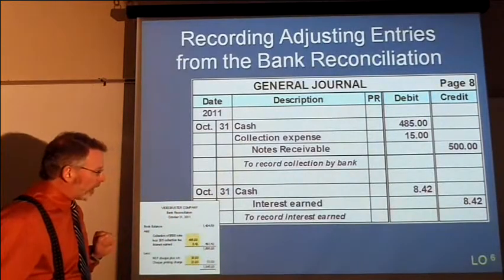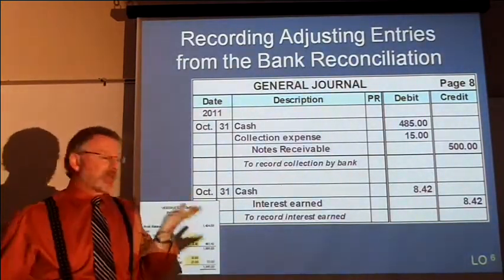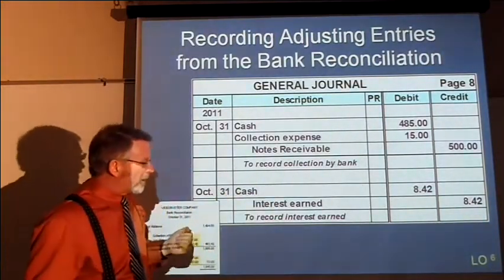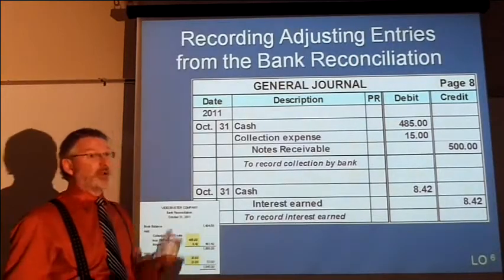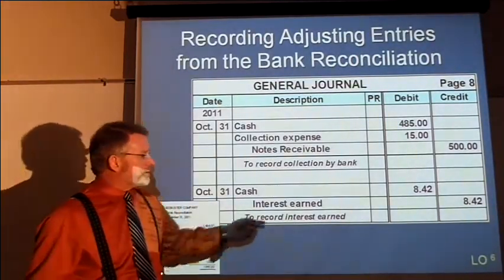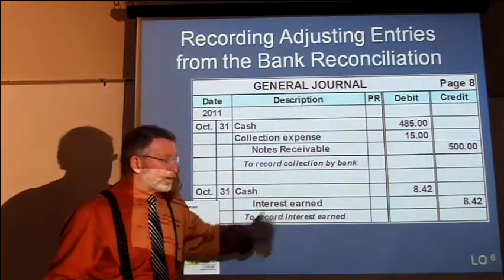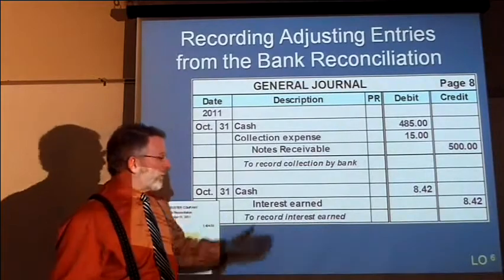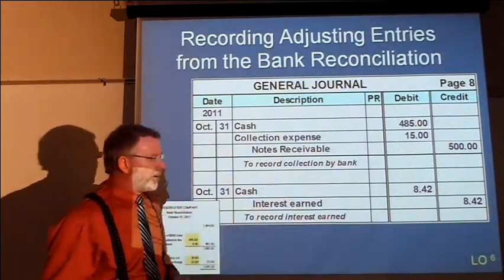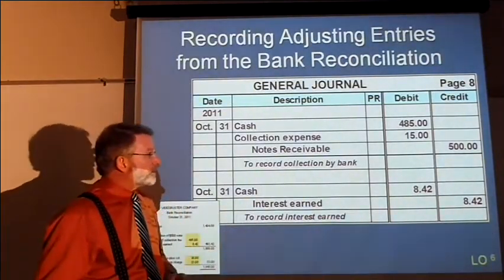The other item was $8.42, where we earned some interest, and that increased our bank account, so we expect the cash then to go up or be debited for $8.42. And the reason was that we earned some interest, so we would credit that revenue account for interest earned for $8.42. Remember, interest, that's not what we do. This was incidental. We happened to earn some interest, so that'll be kind of other revenue that the business has earned.